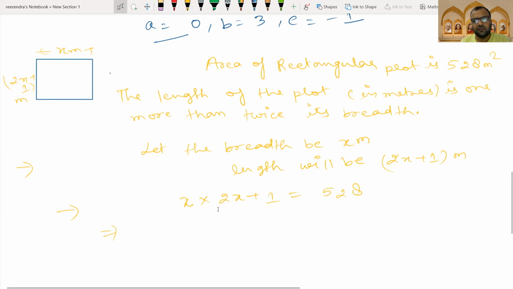After multiplication, it becomes 2x square plus x is equal to 528. If I take 528 to the left hand side, it becomes 2x square plus x minus 528 is equal to 0. So in this way, this question can be represented in quadratic equation form.